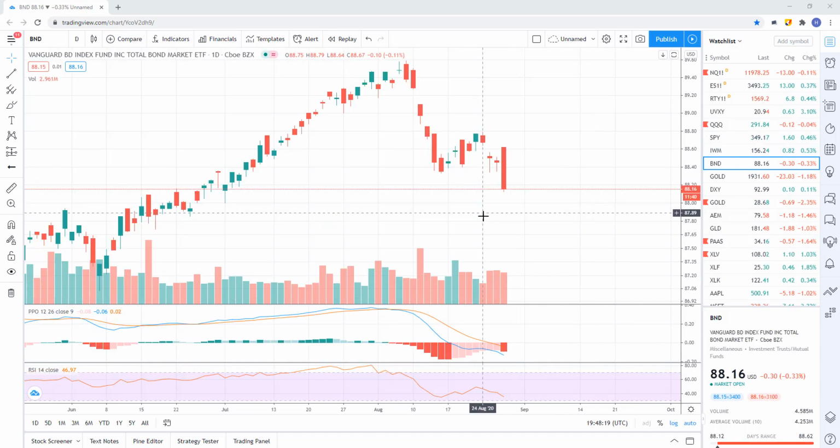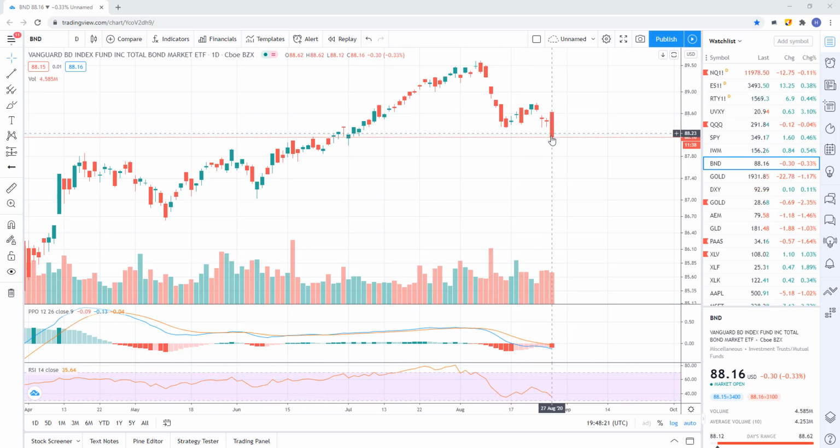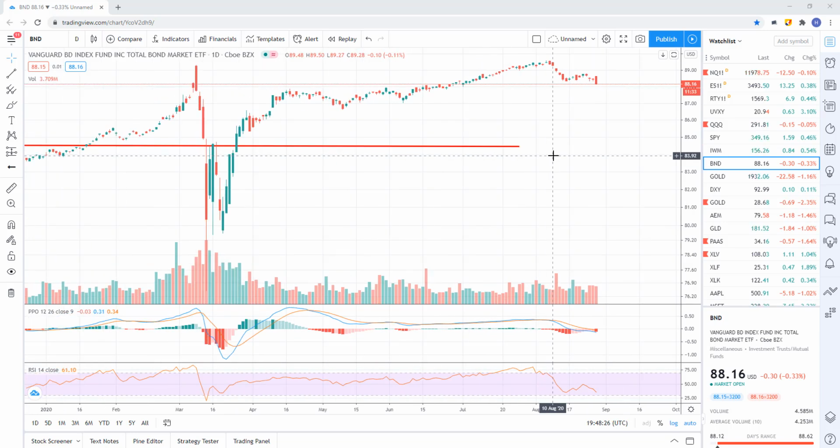Here's bonds. Interesting, selling off. That's a pretty big move in bonds today. Pretty impulsive red candle. So we're seeing some more selling in bonds. Interest rates are rising then, and we'll have to watch what the effect is.